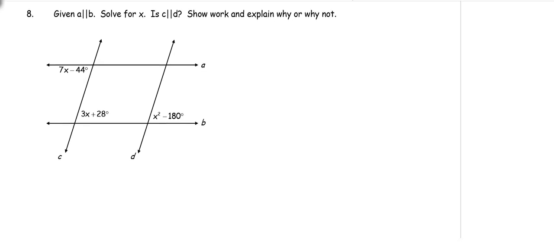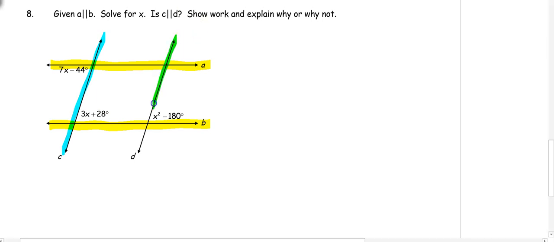Number 8, given that A is parallel to B, solve for x. Is C parallel to D? So right now, we know that line A and line B are parallel. C and D are just seen as transversals. So in order to solve for x, I need to use an angle relationship on the same transversal. So looking at the blue, I have alternate interior angles that I can use to solve for x. So 7x minus 44 is equal to 3x plus 28.